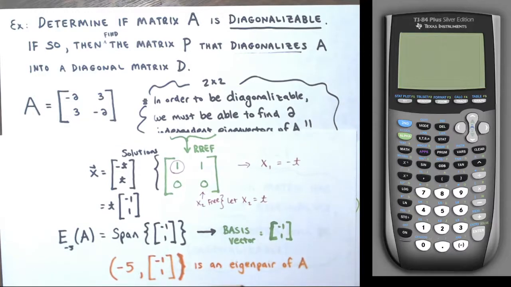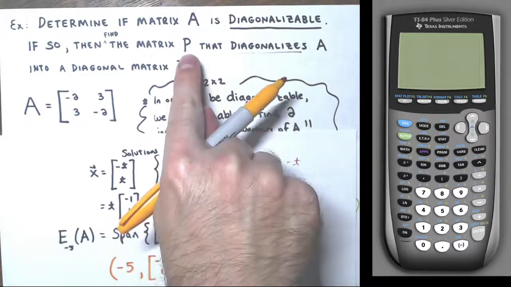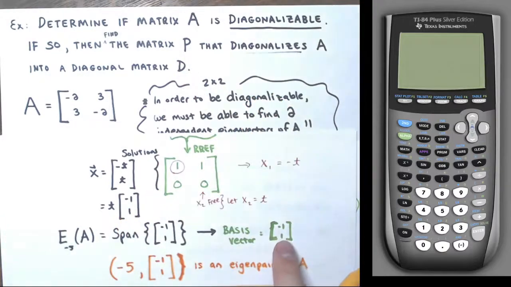Cool. All right, so keep that in mind. What I'm going to do later, when I make this matrix P that I'm looking for, is make negative 1, 1 my first column of matrix P. All right. Okay, so that was for negative 5.